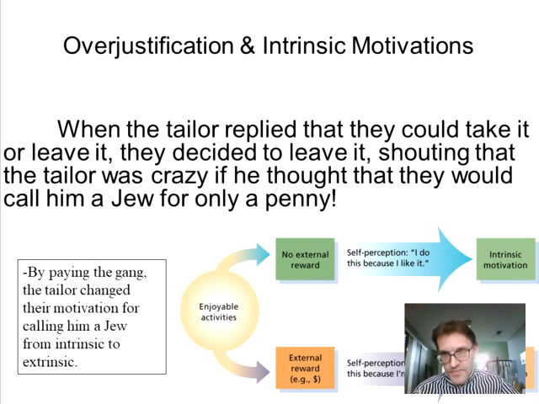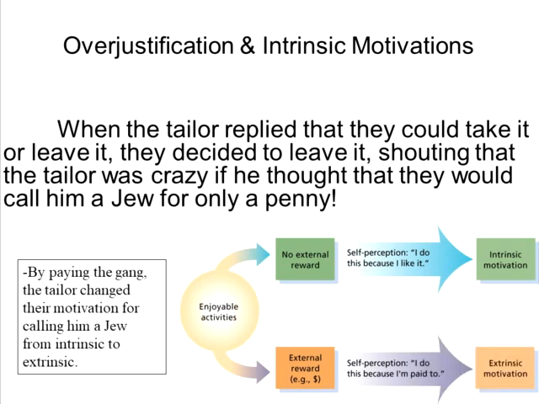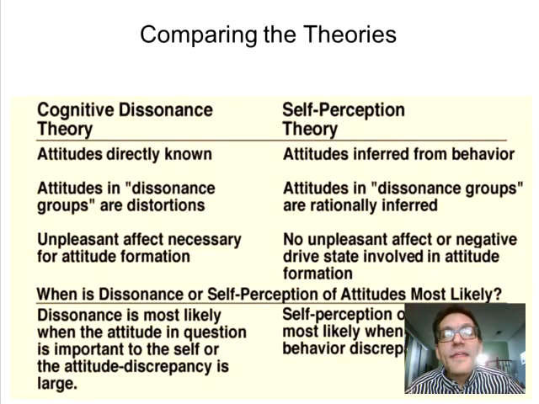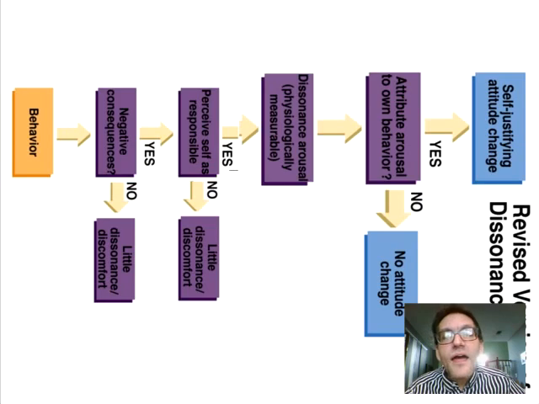Okay? So you take a look. An enjoyable action, no external reward. Guess what? The reason that I did that action is because I must love doing it. Attitude is, I love that activity. Enjoyable activity with an external reward, I must have done it because I got paid. Therefore, it's a job. And yeah, comparing them together. And yeah, this one hurts my head to look at because it's crooked.